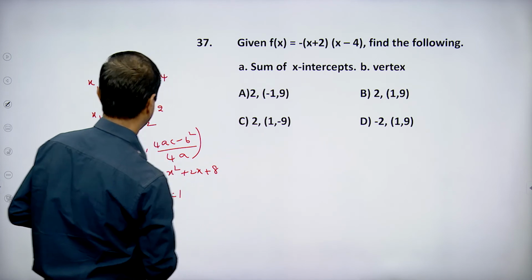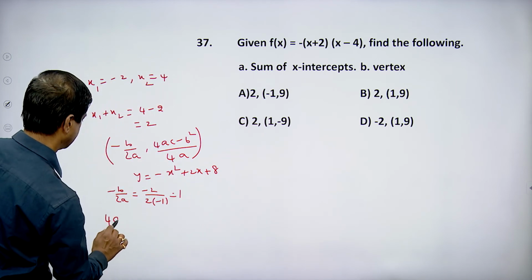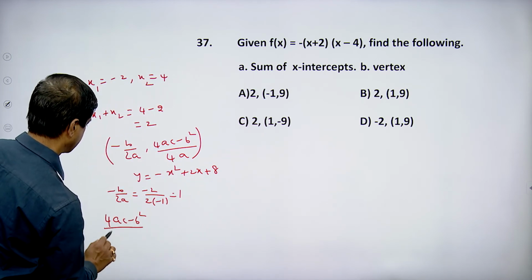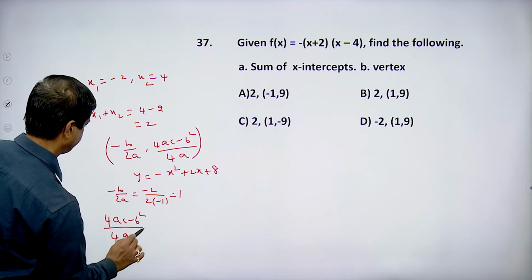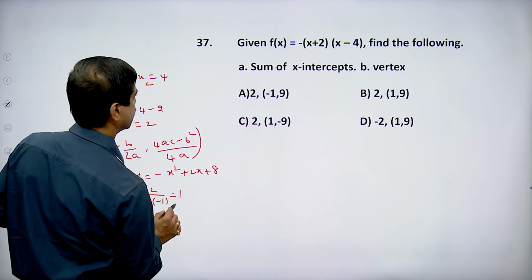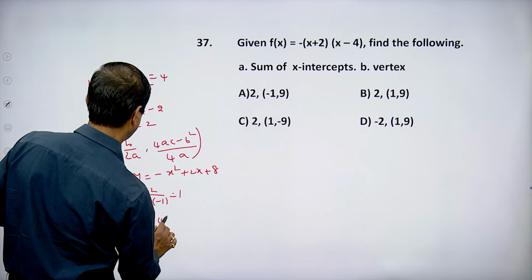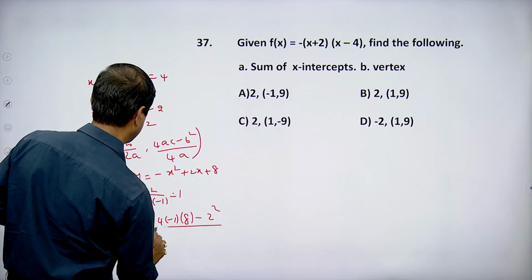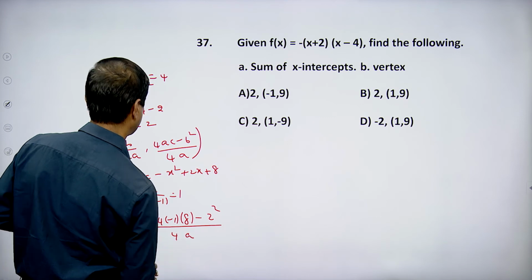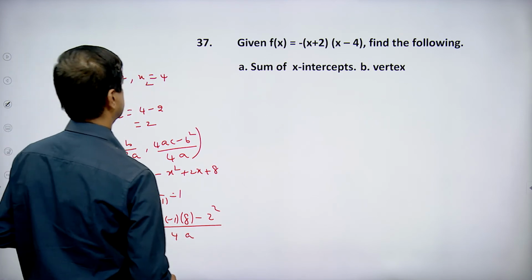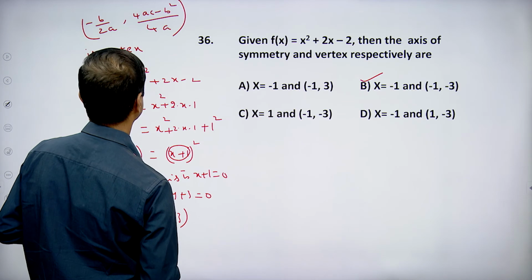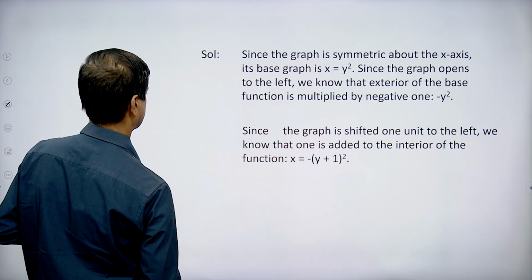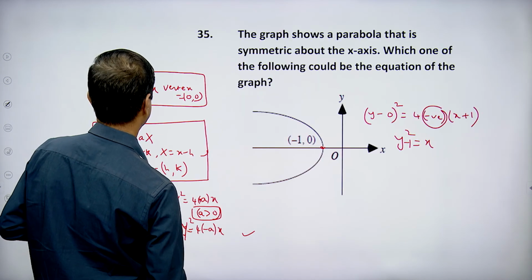So now 4ac minus b square by 4a. 4ac is what? 4 into minus 1 into 8 minus 2 square by 4a. Formula, what is the formula? Minus b, okay.